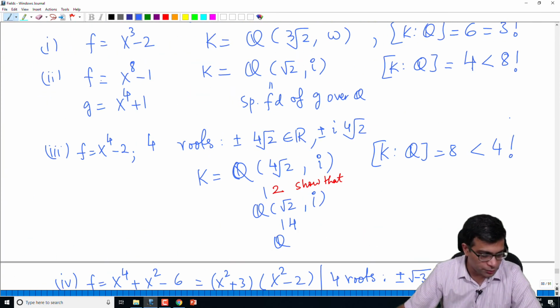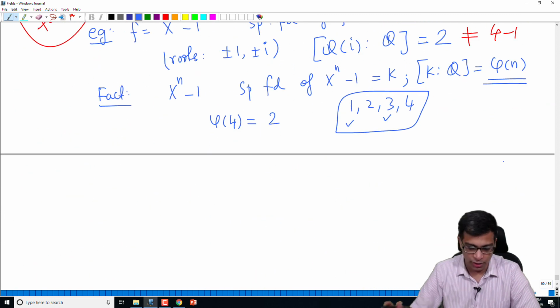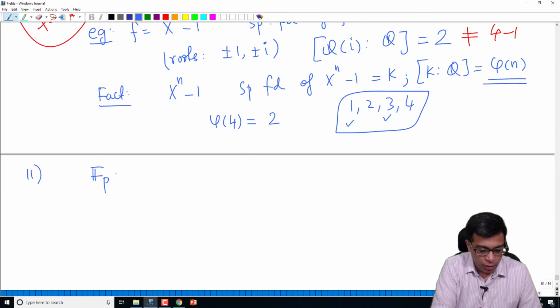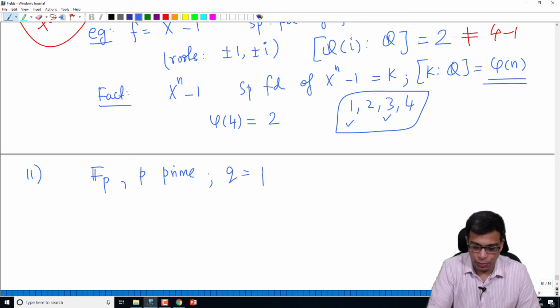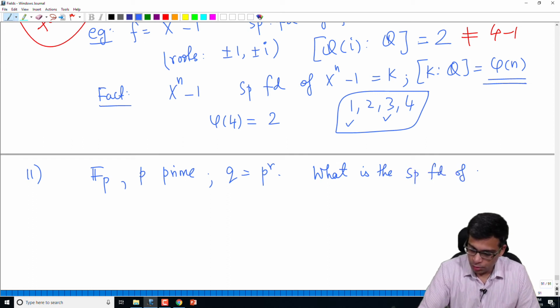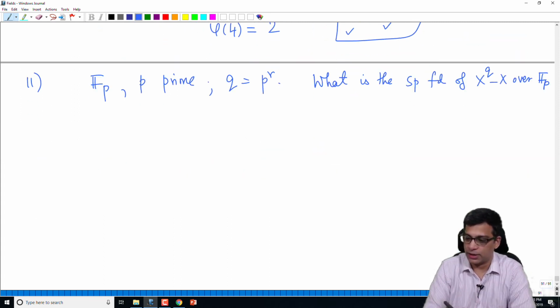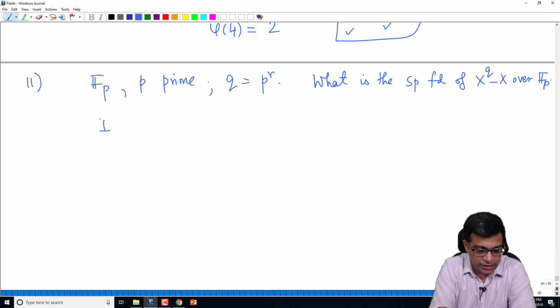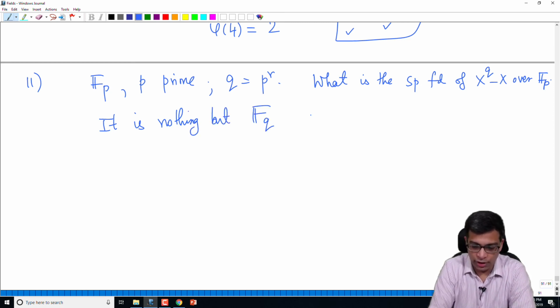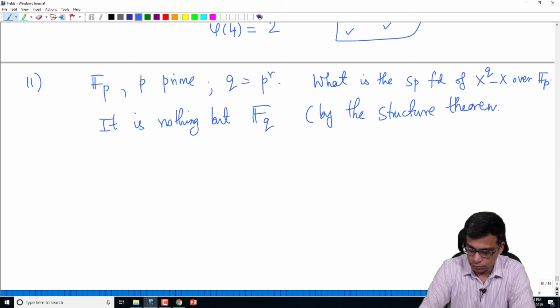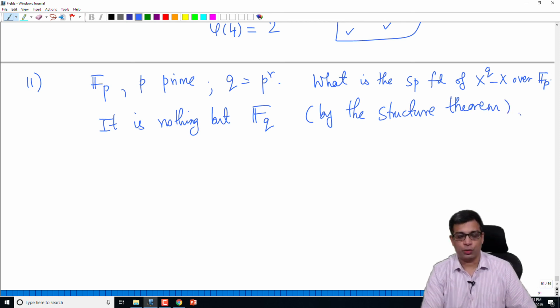So one final problem, just to give you an example of splitting fields in characteristic p. Let's take F_p, the field with p elements, p prime. Let's say q is p^r. What is the splitting field of x^q minus x over F_p? This is a very simple exercise. It is actually nothing but F_q, by the structure theorem.